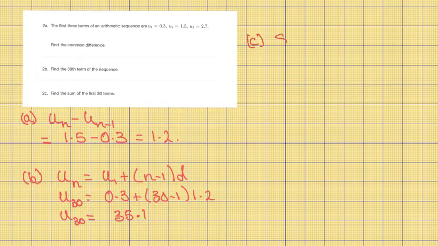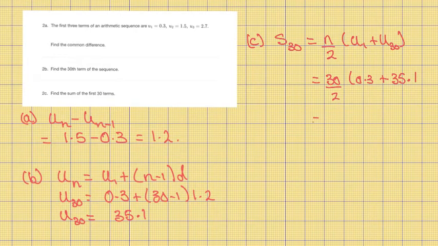Well, S30 is equal to n over 2 times U1 plus U30, which is equal to 30 over 2 times U1, which is 0.3, plus U30, which is 35.1, which is equal to 531.